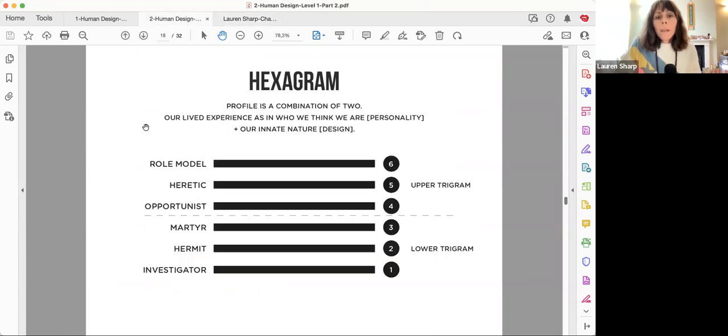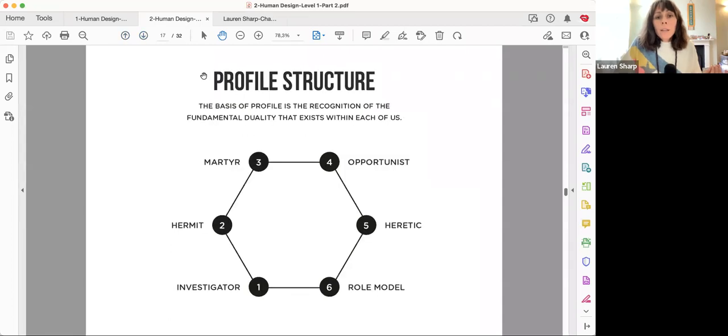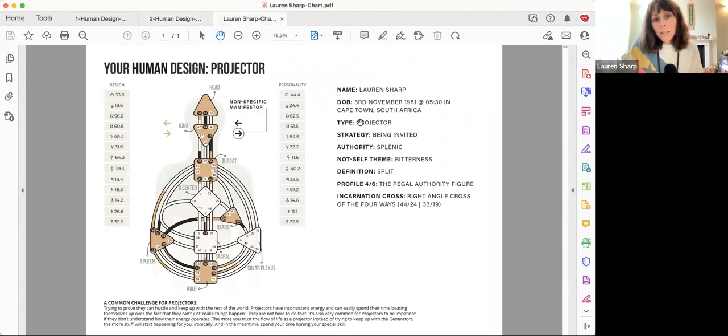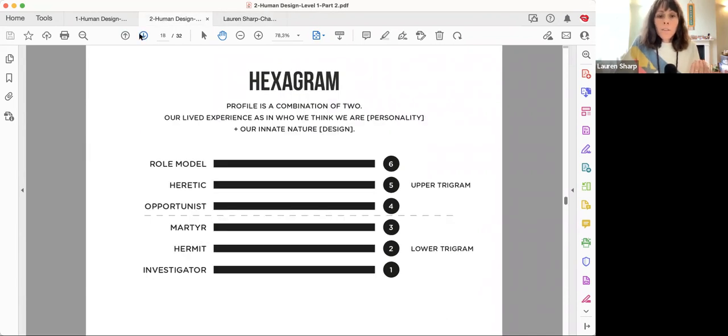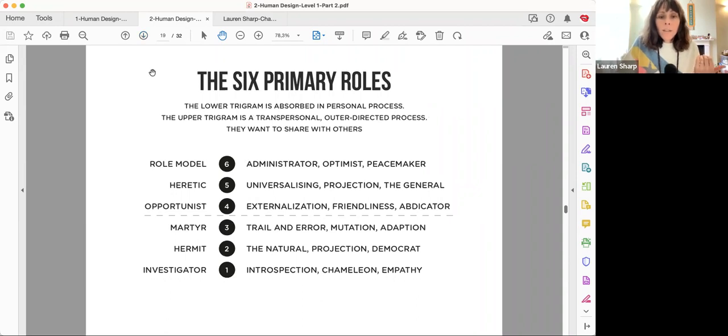Now, remembering what the quote was, that the basis of profile is that recognition of the duality that exists within each of us. So when we're looking at Human Design, we're looking at duality. We're looking at those 2 aspects. If I just move over to the next slide, here are the 6 primary roles that we have. We discussed that briefly, but the lower trigram is absorbed in personal process, and then the upper aspect of it is transpersonal. It's also an outwardly directed process. They want to share with others.